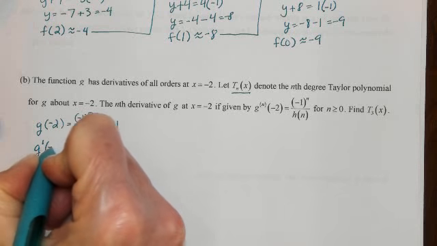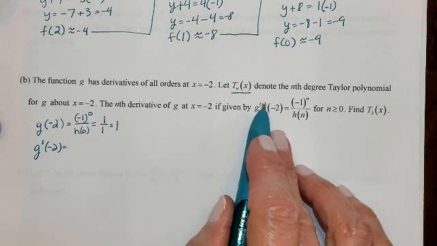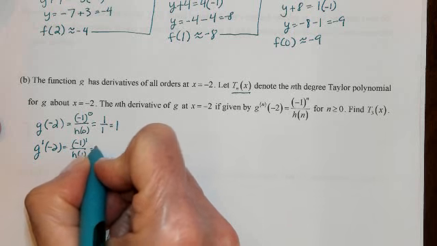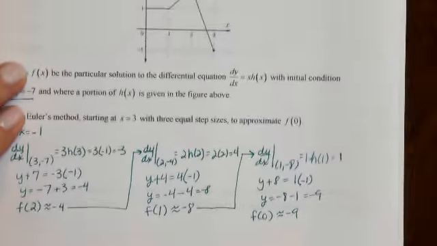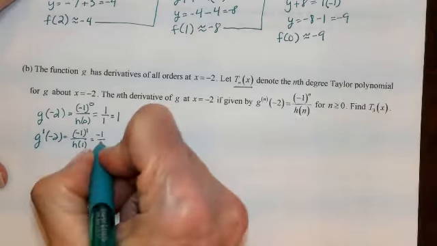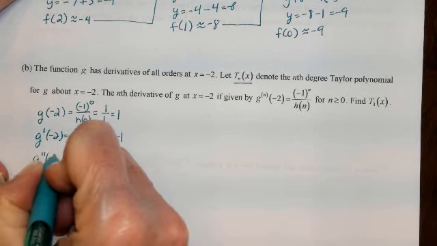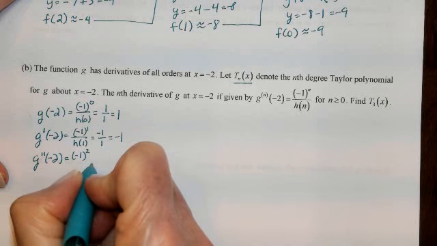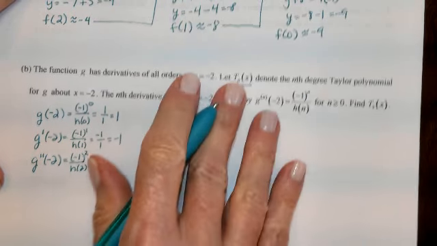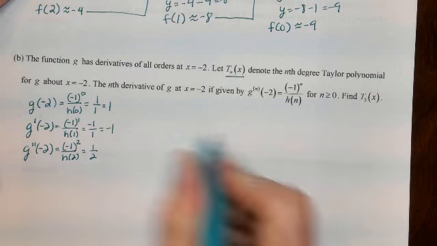Now we go to g prime of -2. Now n will be 1 because we're in the first derivative. So this will be -1 to the first, or just -1, over h of 1. H of 1 is from the graph, we know h of 1 is 1. So g prime of -2 is -1. On to the second derivative, n will be 2. So -1 squared is just 1 over h of 2. H of 2 from the graph is 2. So we just have 1 over 2.